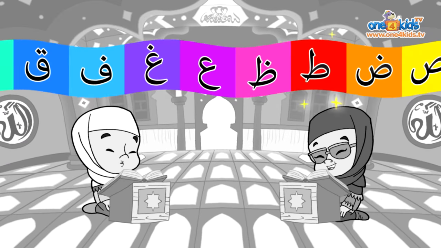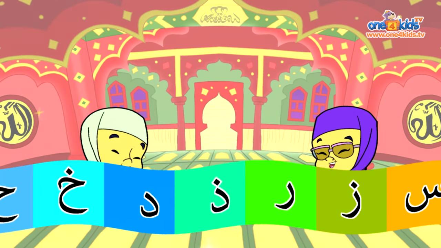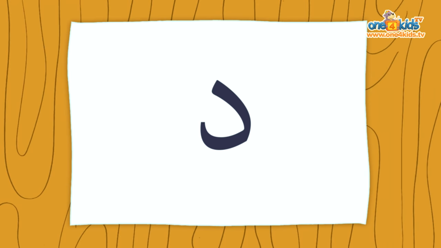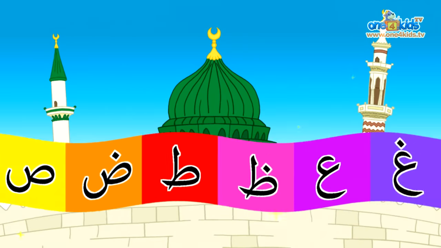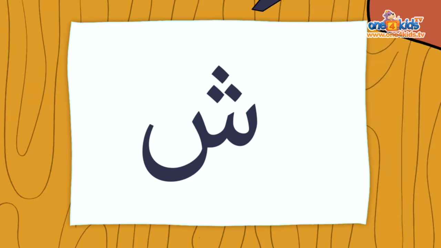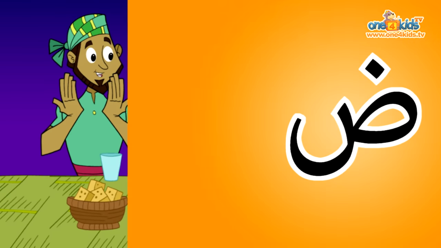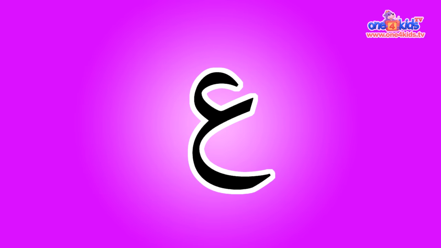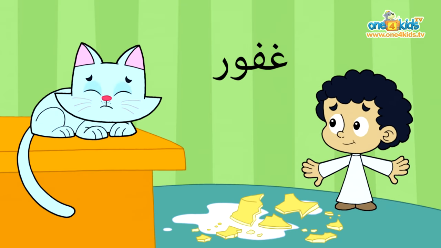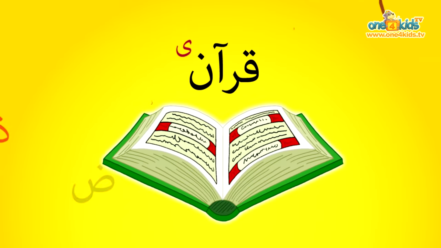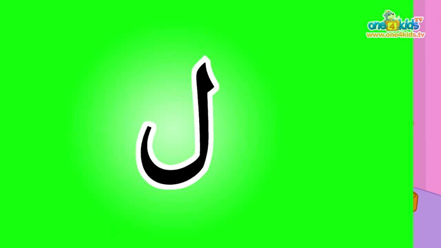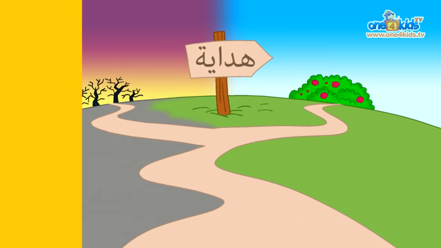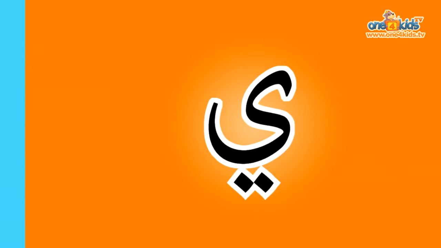We're learning the Arabic alphabet so we can read and learn Al-Quran, the language of our beloved Muhammad, the last prophet sent from Allah. Sheen is for Shams and Sad is for Sawm. Dad is for Dhaif and Ta for Tahara. Dha is for Dhilal. Ain is for Ibadah. Ghain is for Ghafur and Fa is for Fatiha. Qaf is for Quran. Kaf is for Kitab. Lam is for Latif and Mim is for Medina. Nun is for Noor. Ha is for Hidayah. Waw is for Wujud and Ya is for Yawmuddin.